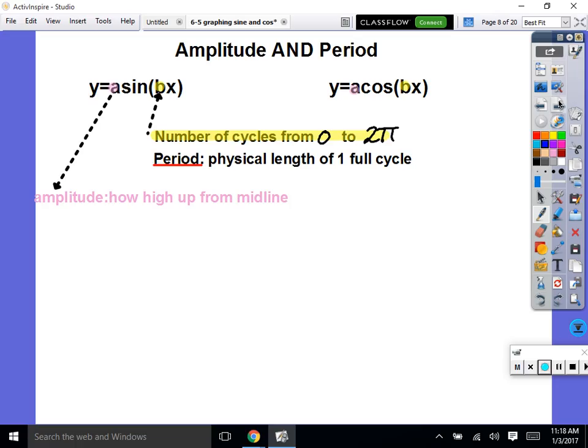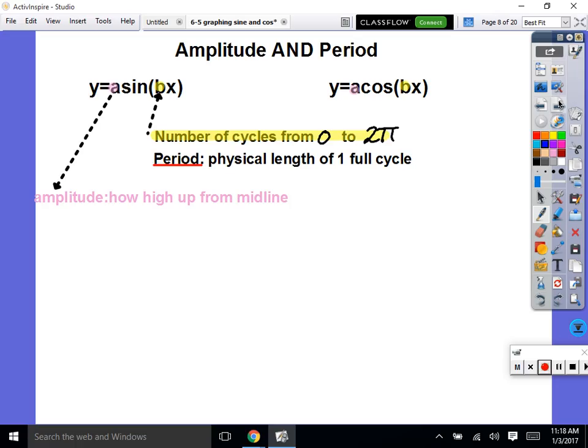So A is still the amplitude. And then B is not the period. That's where students get mixed up. They'll say B is the period. That's not true. B is the number of cycles we're going to have from 0 to 2 pi. So B is the number of cycles you're going to have drawn from 0 to 2 pi. On the interval 0 to 2 pi, that's the number of cycles you'll have.